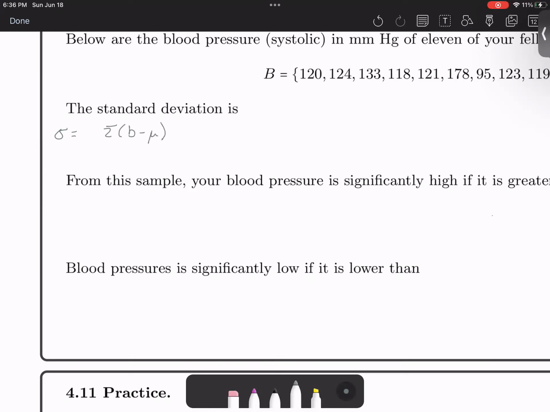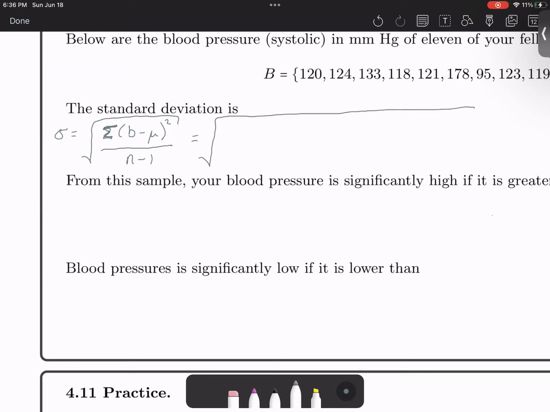So each blood pressure value minus the average blood pressure, we will square those differences. We will then add them up. And then we'll take that sum and divide by the degrees of freedom, n minus 1. That right there is our variance. In order to turn it into standard deviation, we need to square root that. So let's save the square root for the very end.